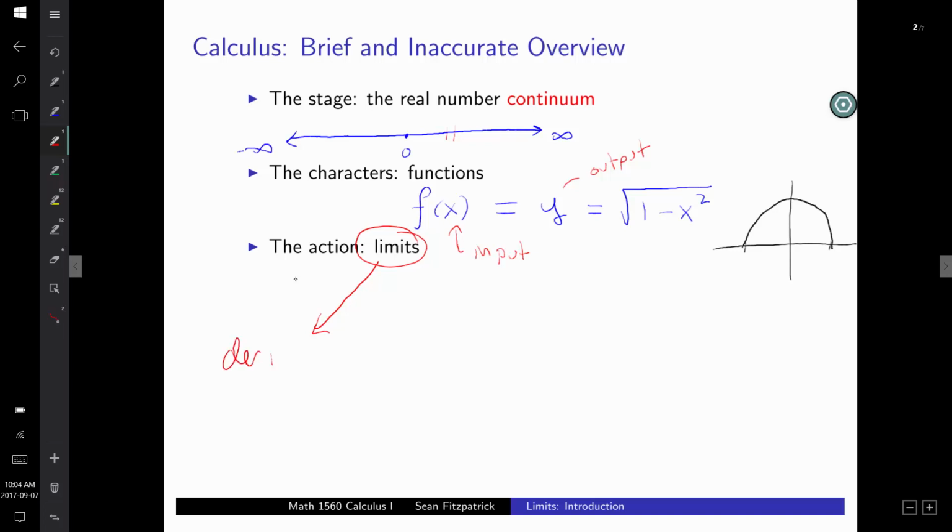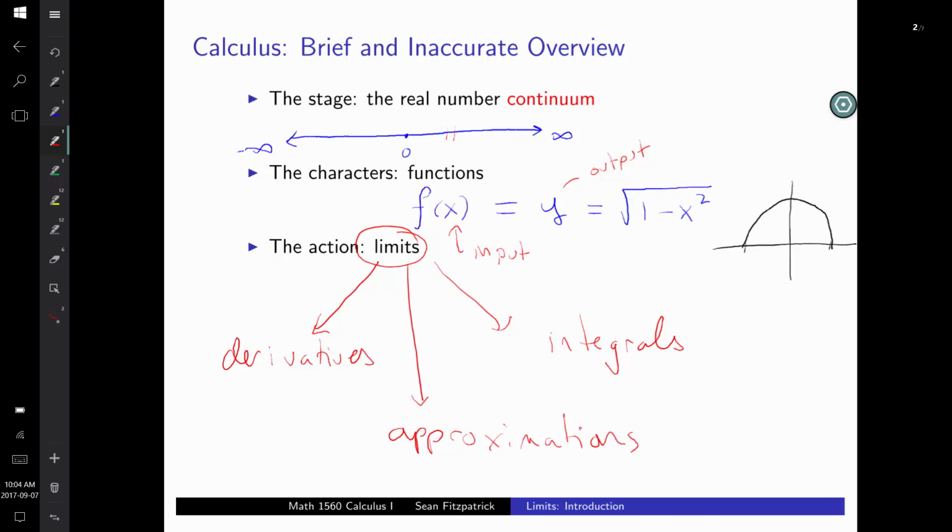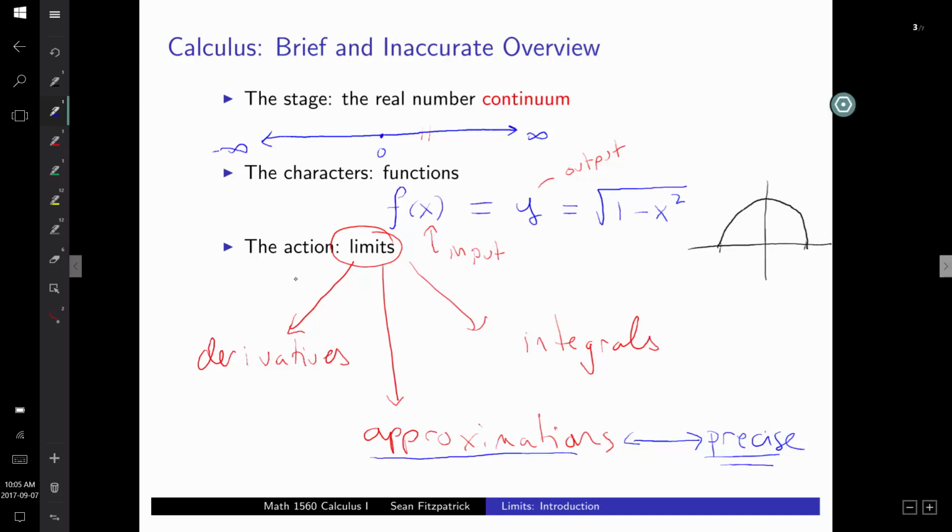Limits are going to give us derivatives. They're going to give us integrals. They're going to allow us to make approximations. Almost everything that we do in calculus can be phrased in terms of a limit. And limits are basically these objects that allow you to think about approximations and figure out, well, when can you take an approximation and make it precise? Can you turn an approximation into an exact answer? That is pretty much the game that you play when you're doing calculus. All right.